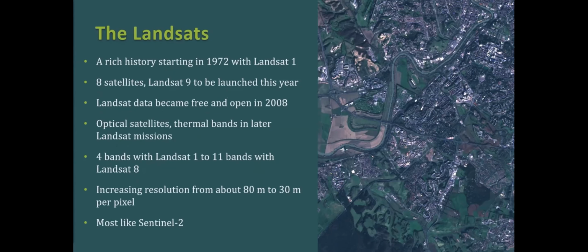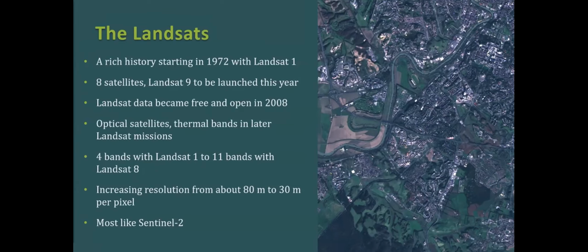Next up are the Landsats. Now, the Landsats have a rich history starting in 1972 when the Landsat 1 was launched. Landsat data also became free and open in 2008, which means that after 2008, you have regularly intervaled data. While before that, you still have data, it's just not as regularly intervaled anymore.